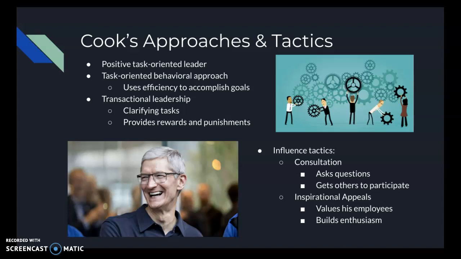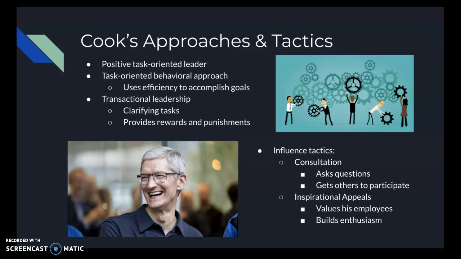And transactional leadership focuses on clarifying employees' roles and task requirements and providing rewards and punishments based on performance. He does this by clarifying the tasks of each employee and worker of Apple, and he also provides rewards and punishments, such as the benefits for Apple if they stay a top tech company, and potential employee bonuses. He also uses influence tactics, which are conscious efforts to affect and change behaviors in others.